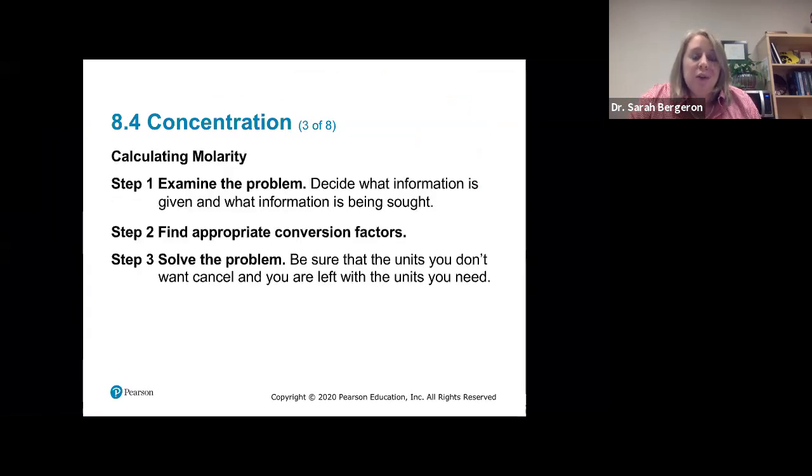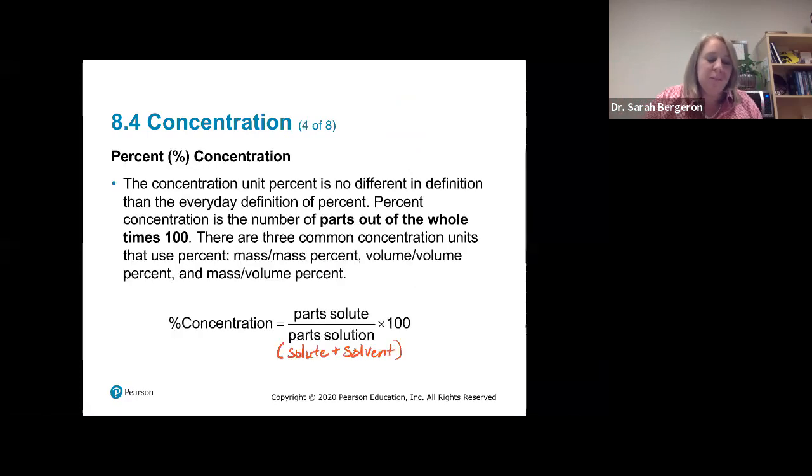So whenever you're looking at a problem, read it. Decide what information is given. That's what you're going to start with. And then what you're looking for, you're going to put at the end. Then put your conversion factors in that get you to that point, so that you're getting rid of the units that you want to cancel and you're left with just the units that you really need. And we'll do some examples.